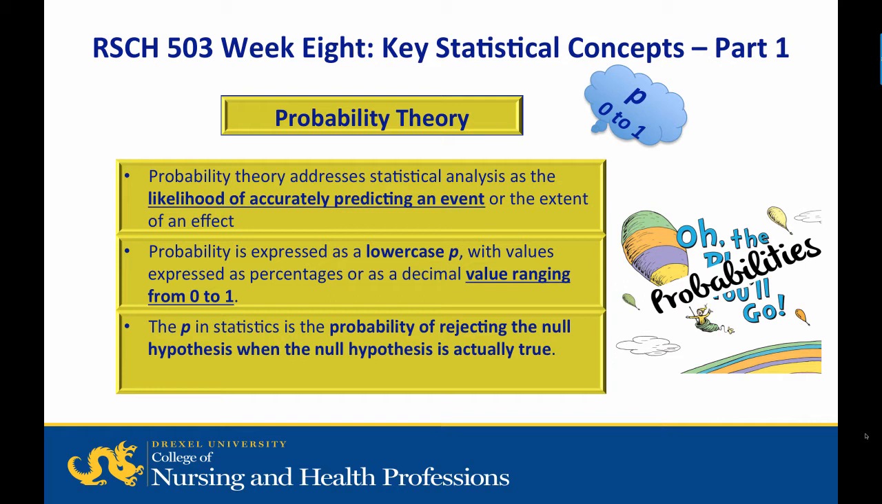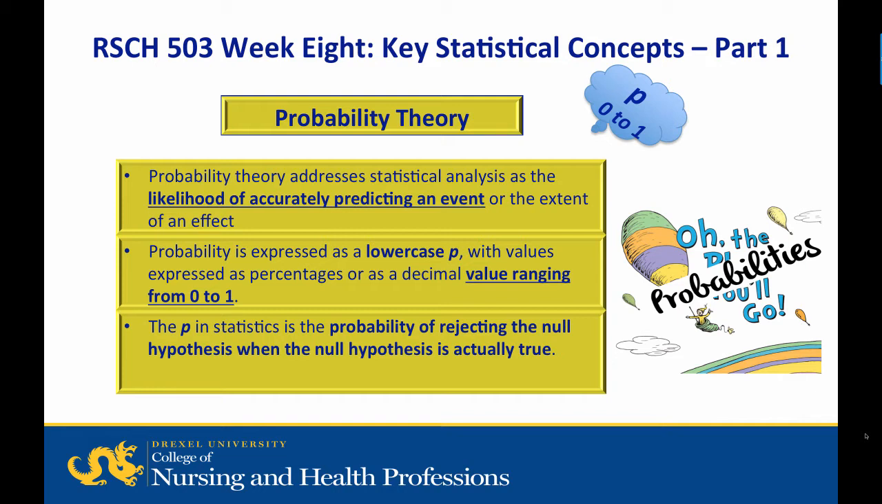Probability is expressed as lowercase p, with values expressed as percentages or as a decimal value ranging from 0 to 1. The p in statistics is the probability that a particular outcome may have occurred by chance. If a statistical test determines that a finding occurs at a p-value of 0.01, it may be concluded that there is a 1 in 100 probability that that finding occurred by chance, or a 99 in 100 probability that the finding is a reliable one.